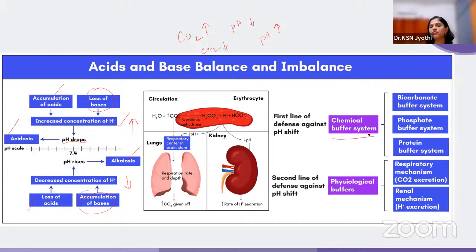Your first line of defense against this shift in the pH is your chemical buffer system. That's your bicarbonate buffer system, phosphate buffer system, and protein buffer system. The second line of defense is your physiological buffers. That's your respiratory mechanism, which ensures that the carbon dioxide is excreted, then your renal mechanism, which ensures that the H plus ions are excreted. So the bottom line, the entire acid-base discussion runs around the concentration of carbon dioxide and the concentration of H plus ions.